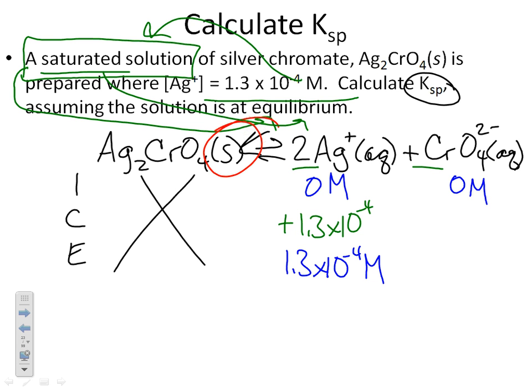Convince yourself that this is true. Set up a T-chart. Use the silver concentration, then use the coefficients. If you start with the 1.3 times 10 to the minus fourth, the 2 moles of silver is on the bottom, the 1 mole of chromate's on the top. So this is going to be plus half of the 1.3 times 10 to the minus fourth, which is 6.5 times 10 to the minus fifth.